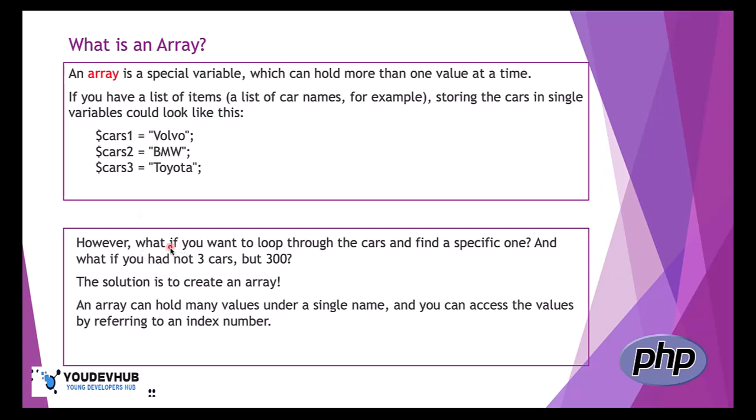However, what if you want to loop through the cars and find a specific one? What if you add not 3 cars but like 300 cars? The solution is to create an array. An array can hold many values under a single name and can be used to access the value by referring to an index number. We already did that in the previous videos.